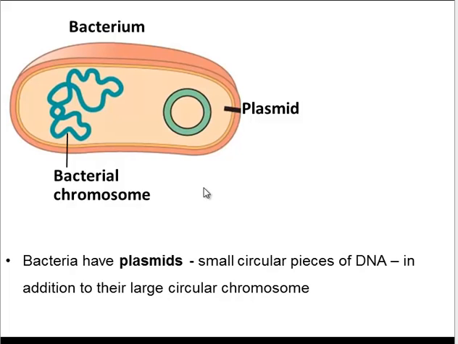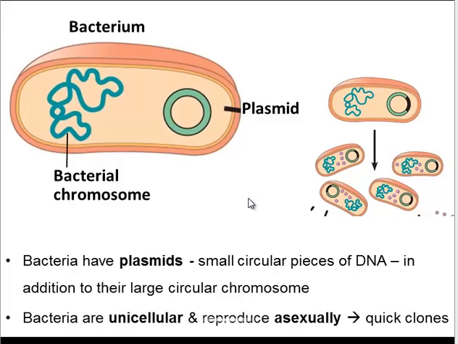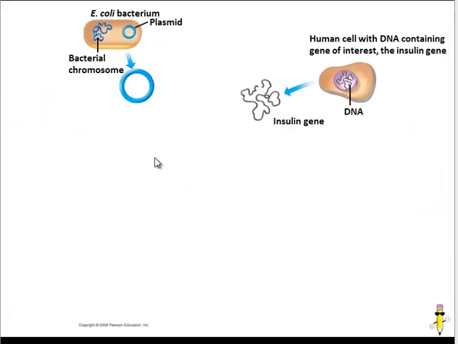The other advantage is that bacteria are unicellular and they reproduce asexually, which means that in a very short amount of time, you can get millions and millions of identical bacterial cells, clones. And this is important if you want factories. So let's see how the experiment works.